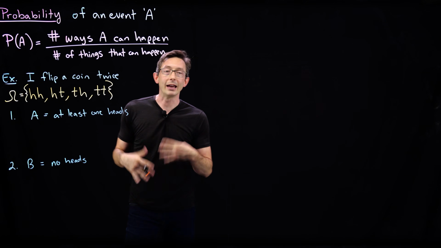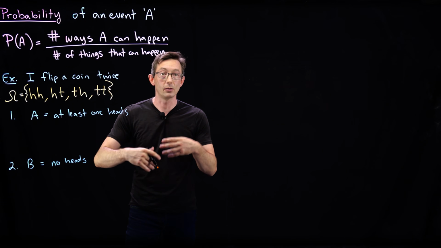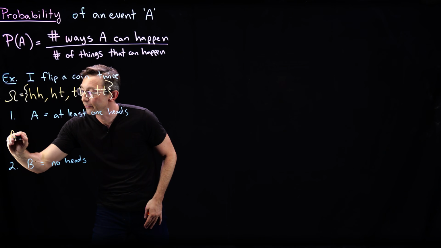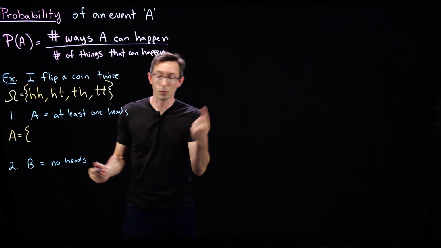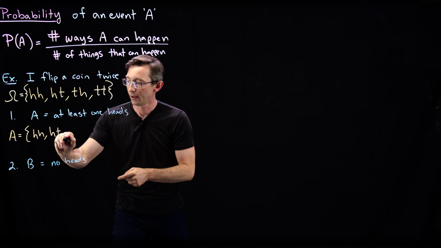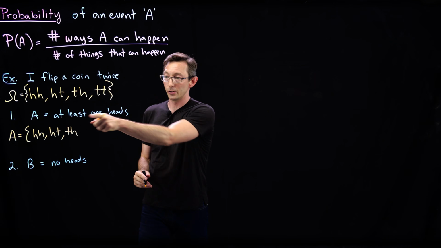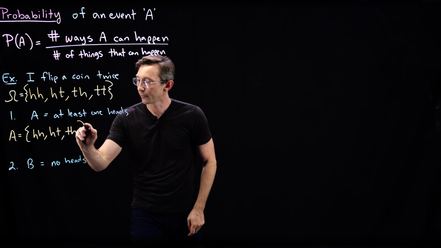Now, A being at least one heads, what are the set of coin flips where at least one of the coins was heads? So now A is the set: heads, heads, one of those is a head; heads, tails; and tails, heads; but not tails, tails. Neither of those are heads, so it doesn't satisfy event A occurring.